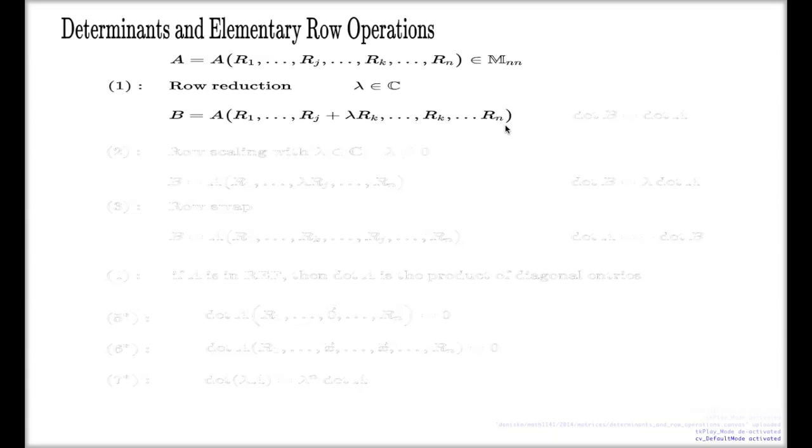Now, the identity which you have to remember when you deal with the determinant is this. If one matrix, like B, is obtained from the other by row reduction, no matter which scalar is involved in that row reduction, the determinants of both of them will be identical. So row reduction doesn't change the determinant. That's the first thing we have to remember.